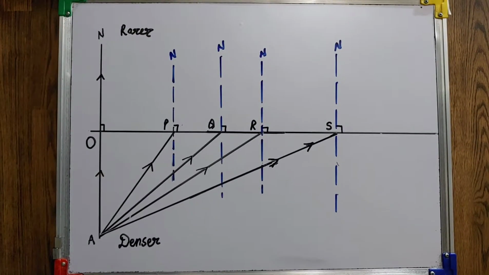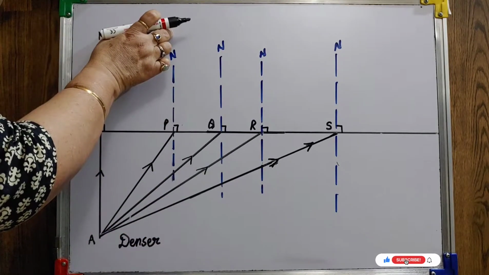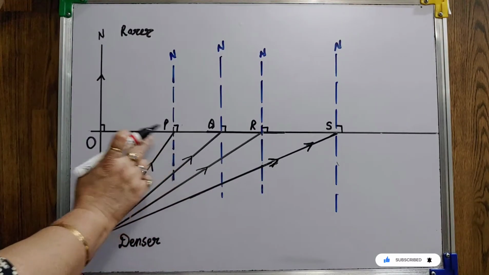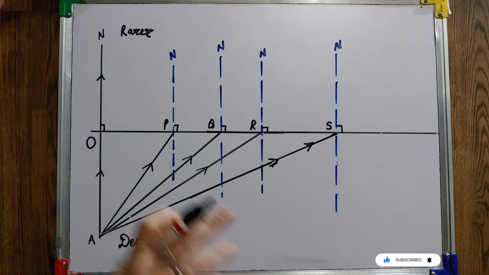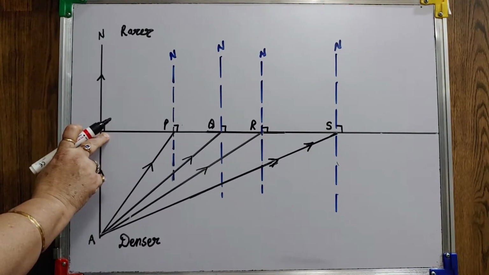Now students, I have taken the denser medium here and the rarer medium here. Then I have taken 1, 2, 3, 4, 5 incident rays. AO is perpendicular to the interface.